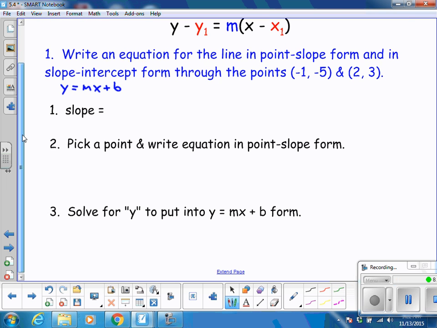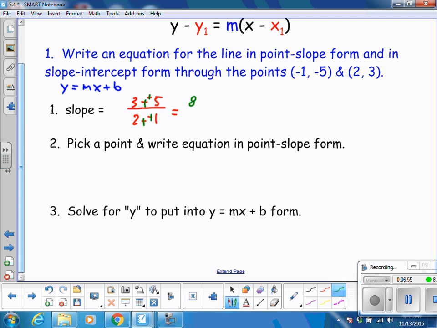Let's go ahead and calculate this out. I'm using these 2 points. I'm going to use 3 minus -5 over 2 minus -1. I'm going to add those together. Ooh, I'm going to get a fun slope of 8/3. That could be kind of exciting.